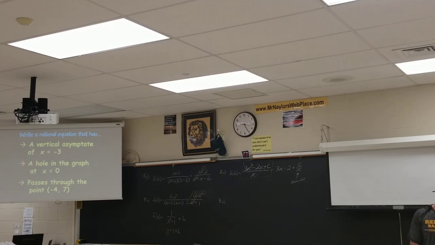Are you willing to try to make a numerator and a denominator? Don't worry about the third statement yet. You can still make a numerator and denominator for the first 2 statements. Okay, are you getting the main idea of vertical asymptote at -3? That has to be an x plus 3 in the denominator.